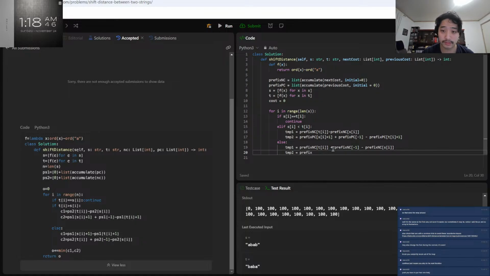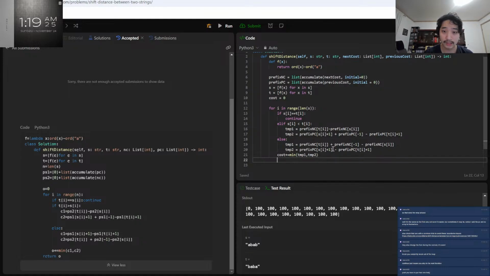Okay, I know this is for the PC previous value, and this should be much easier. Yeah, this should just be as of I minus prefix. I might have confused myself on this. I plus 1. And then after that we find cast plus equals to minimum of temp1, temp2. And then we return cast.